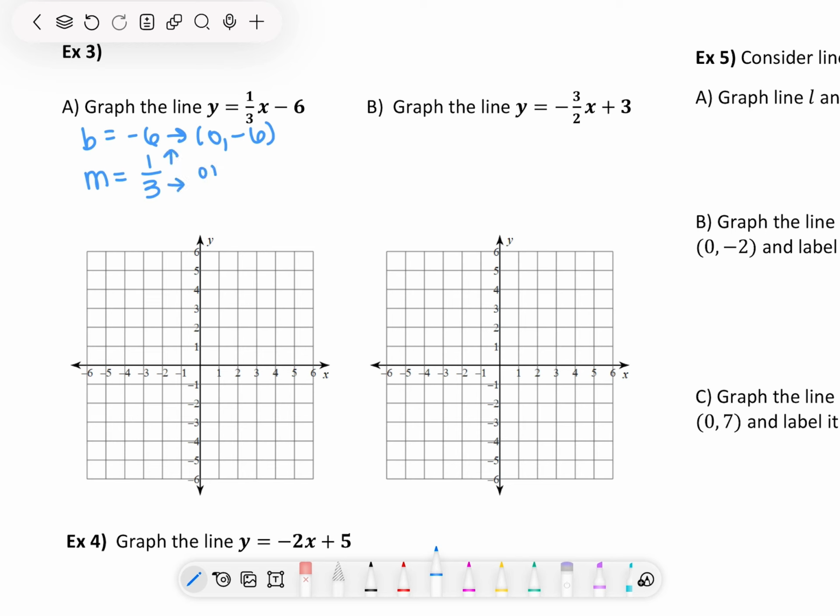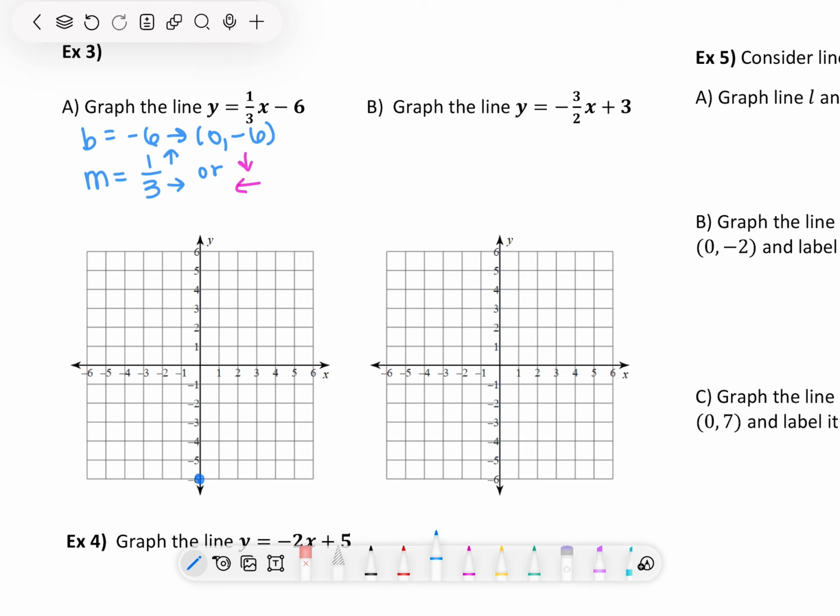If I need to, though, to get more points, I can reverse both of those directions and go down and left as well. So I'll show you what that looks like. Actually, let me change the color on that. Okay, so starting at (0, -6), in this case I am just going to go up and right because I can't go down. I'd run out of graph.